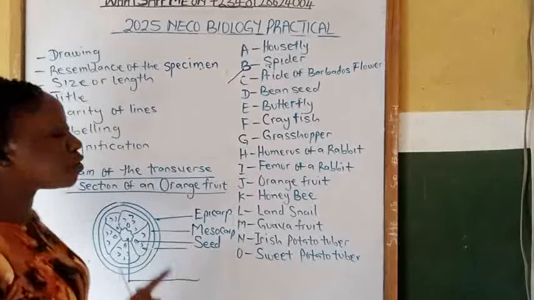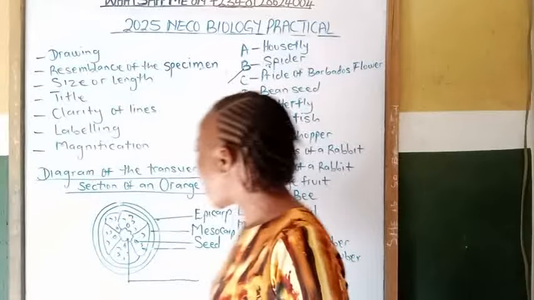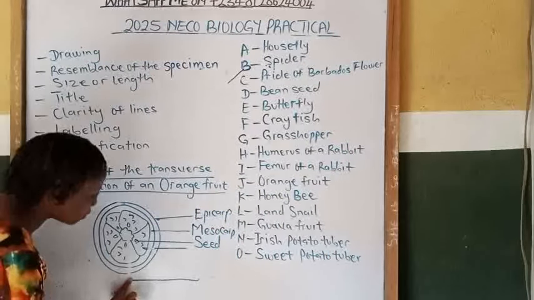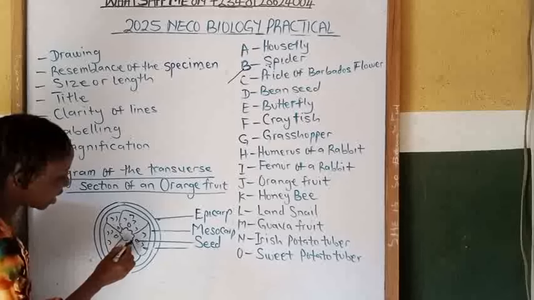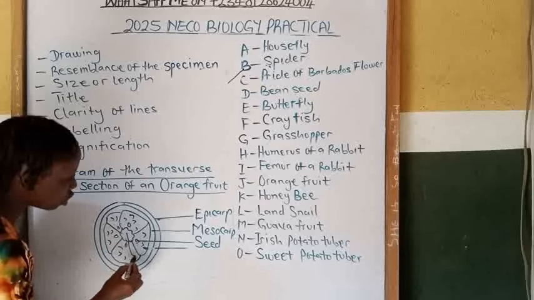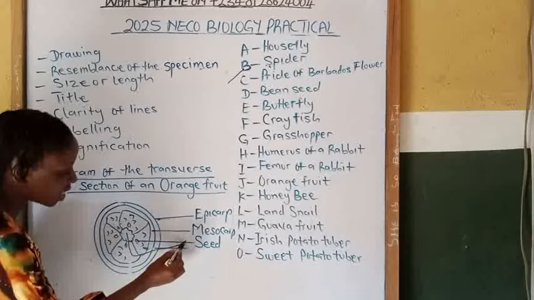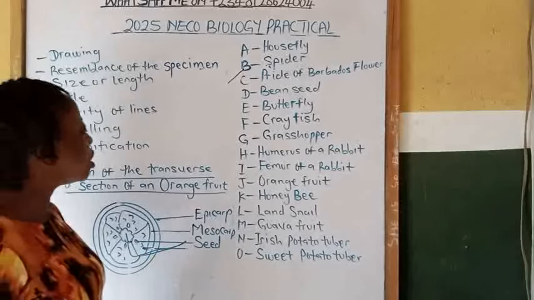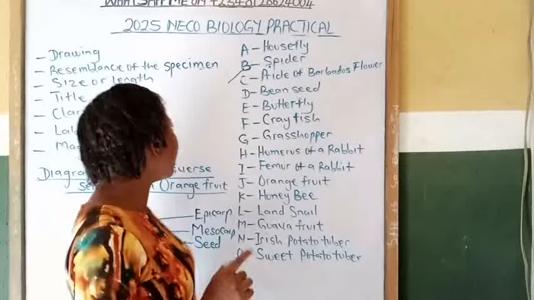Then avoid overlapping of lines. Avoid overlapping of lines while labeling. For example, now I want to label this side. Then you are now drawing it in this form. So this is an overlapping what? Overlapping line. So avoid overlapping of lines while labeling.